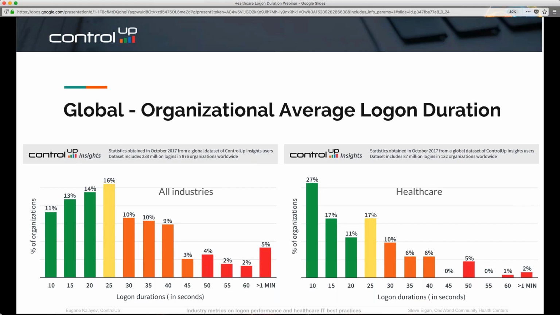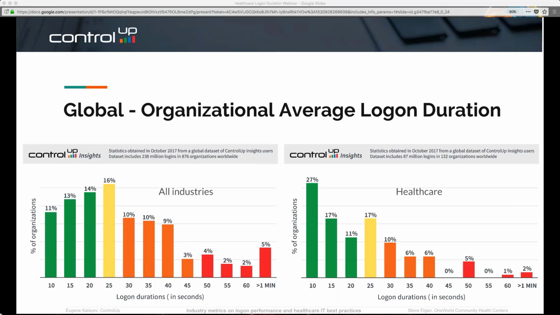Like I mentioned before, the healthcare industry has a little bit of a higher bar set for user experience, and that's great. But this slide puts it into perspective in terms of creating realistic expectations and goals for improvement. If you know your organizational average logon duration and you want to improve it, it provides you with the global picture that shows how things normally are in different organizations.